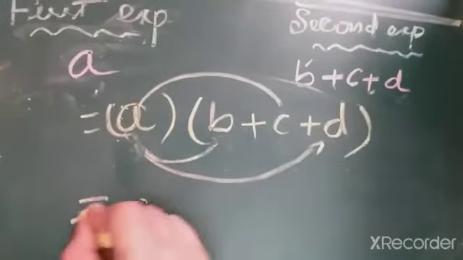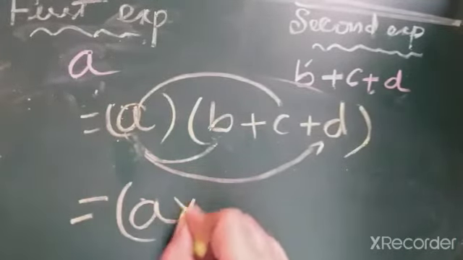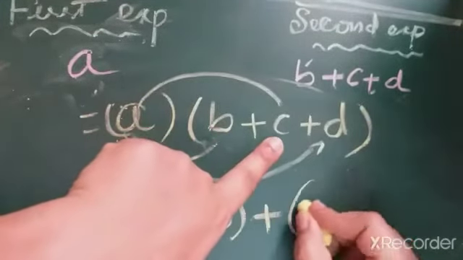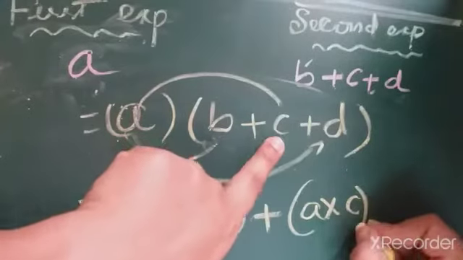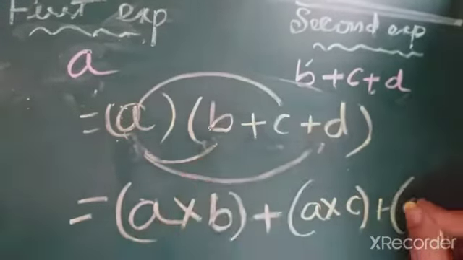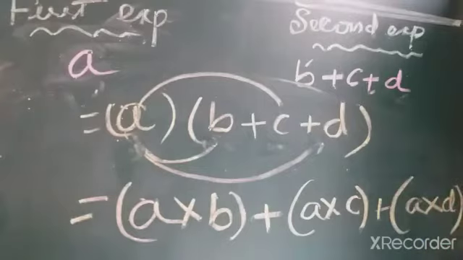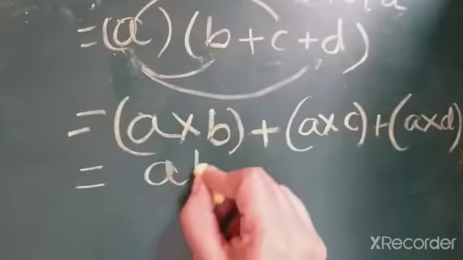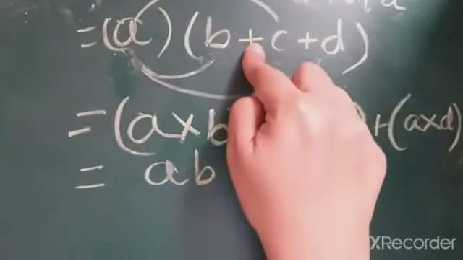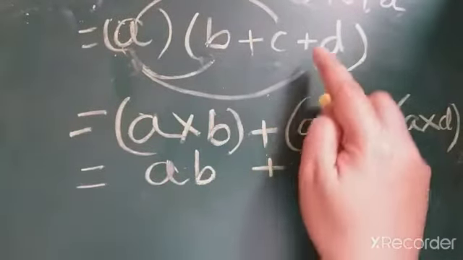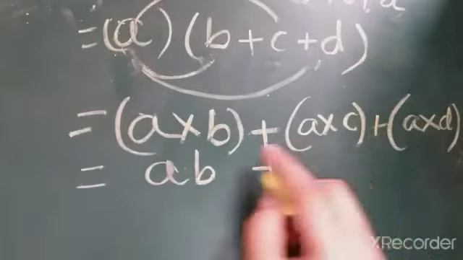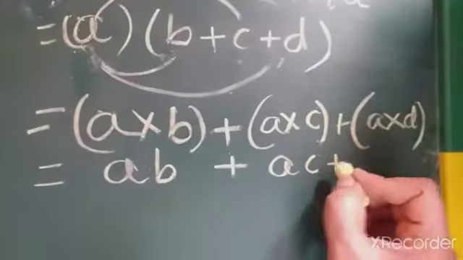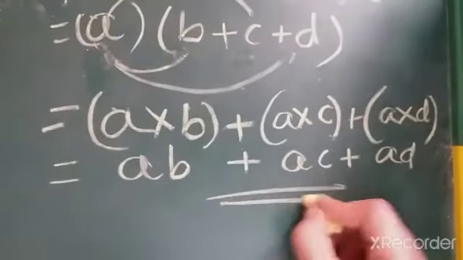So a into b first term, a into c second term, again a into d third term. Now we know that a into b is ab, plus, because here is a plus symbol, that's why we write plus here. Here also a plus symbol, so here also plus. A into c is ac, plus a into d is ad. This is your first question answer.